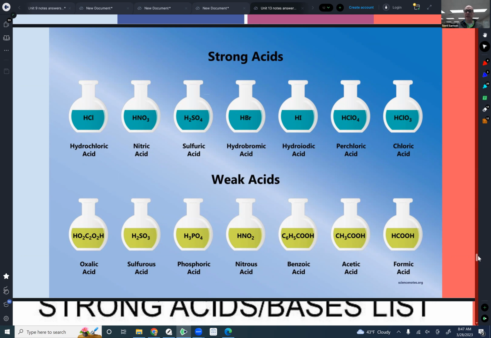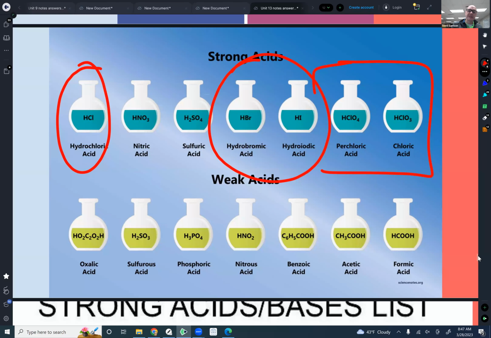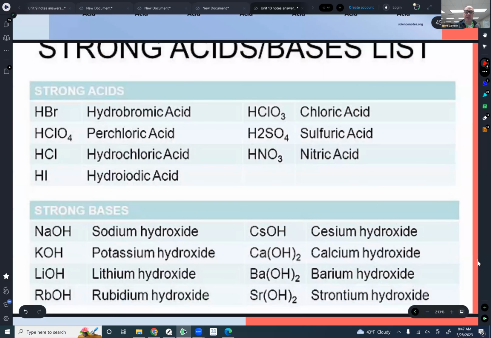There are ways in which you can help yourself memorize it. If you look on a periodic table, HCl, HBr, and HI are all halogens. They're all on the right. And then you'll notice that the chlorates and the perchlorates are going to form strong acids. That just leaves the next 2, which are sulfuric and nitric acid. If you can put together that list, you would have it memorized. But here it is again.